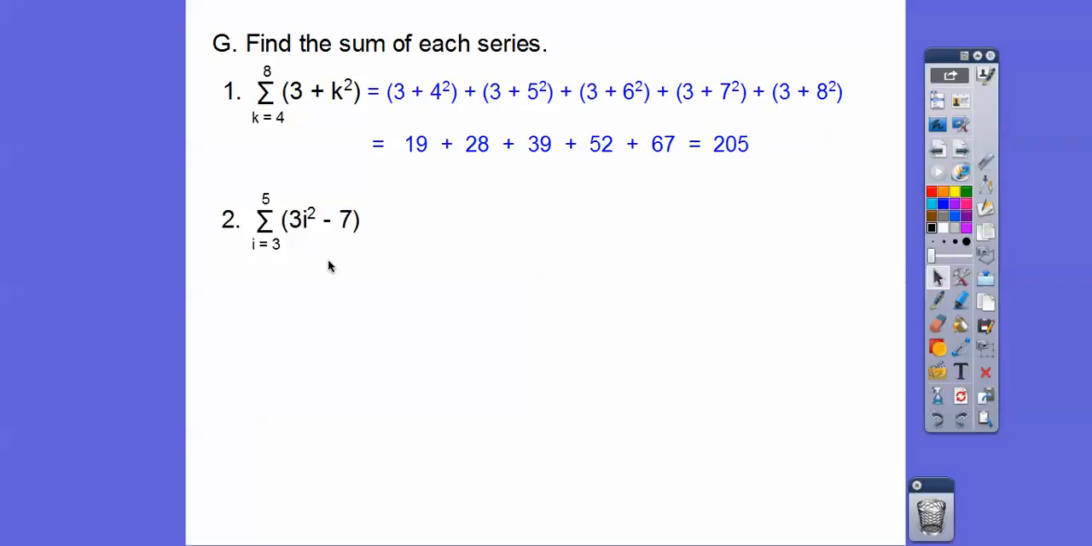Okay, so this one says start at i equals 3 and go up to i equal 4 and then i equal 5. So there's going to be 3 terms here. So we're going to go 3 times 3 squared minus 7, and then 3 times 4 squared minus 7. Put plus signs in between them because of this summation symbol right there, okay? And then 3 times 5 squared minus 7, and I'm going to let you figure that out. You get 129 when you add all those, okay?